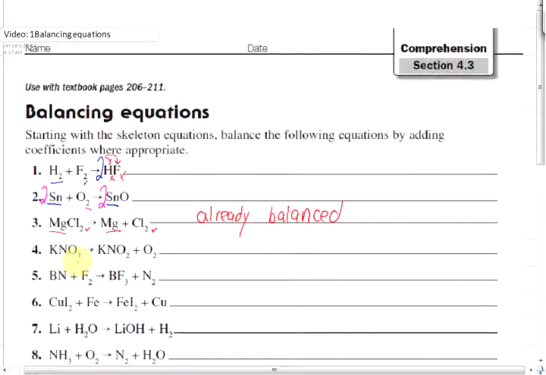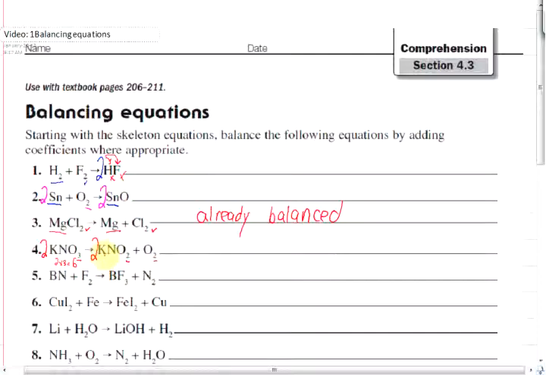Example 4 is a common problem where you have 3 oxygens on one side and 2s on the other. The smallest number both 3 and 2 evenly will go into is 6. So to make 6, I'm going to put a 2 here. That gives me 2 times 3 oxygen, or 6 on this whole side. The 2 is also good for the K and the N, so I'll add 1 there.